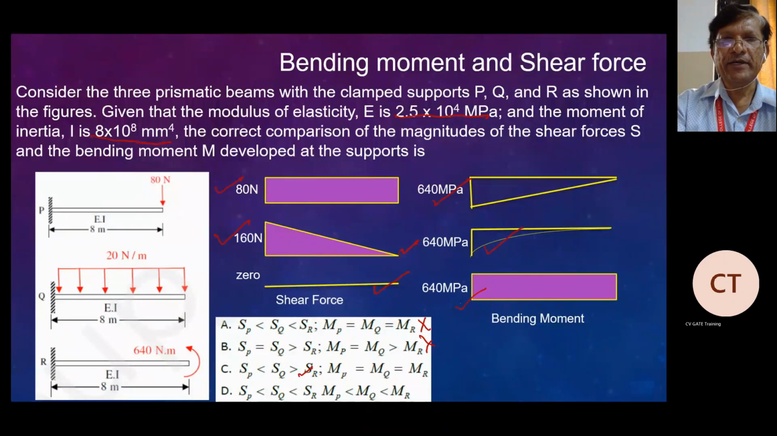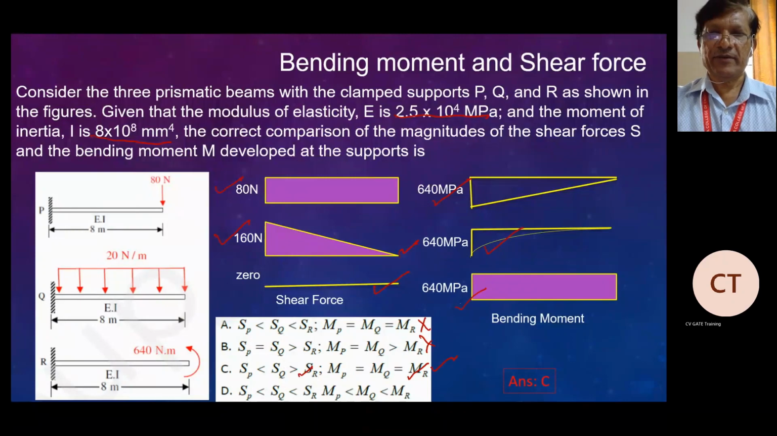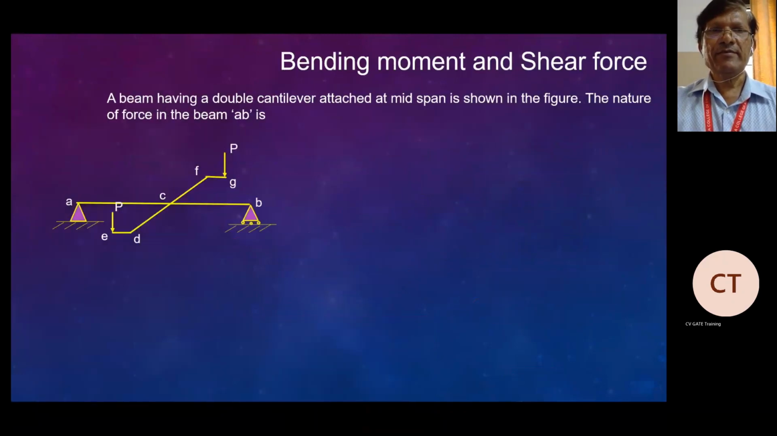And the moment at P, moment at Q, moment at R. So that is correct. So this option, option C, is the correct one. Once you compare all the values, we will be getting that one. So what is the result? The result will be option C is the correct one. So we'll see the next one.